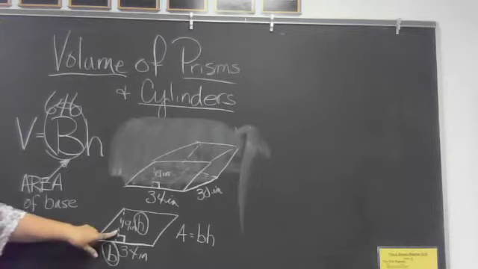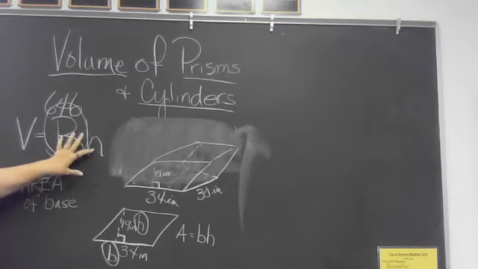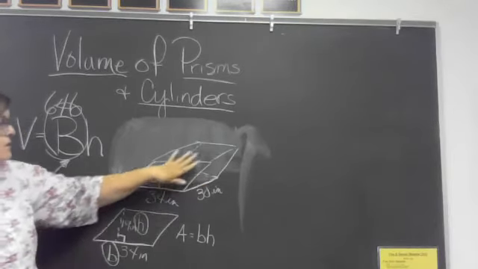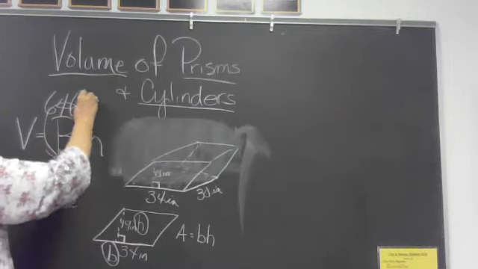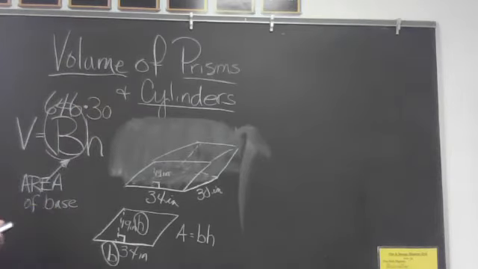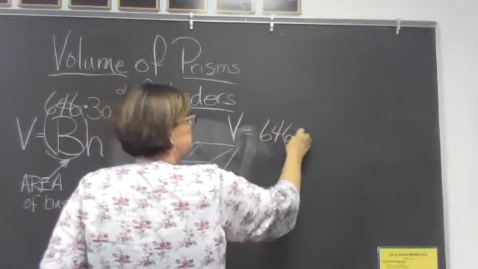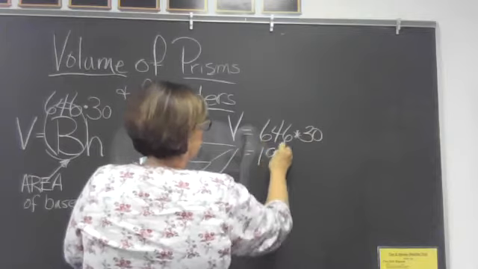Now that's not the 19 again. Keep your brain engaged. Now it's the height of the prism, which connects the two parallel bases together. So right here is the height. Here's the base, and this connects the two together. So I'm going to take the 646 times 30. Wow. And so the volume, I'll do this, 646 times 30 equals 19,380.